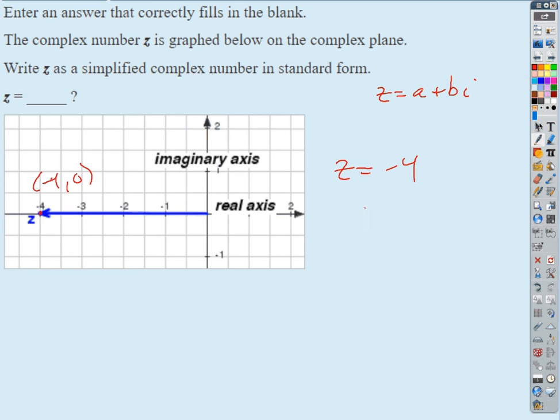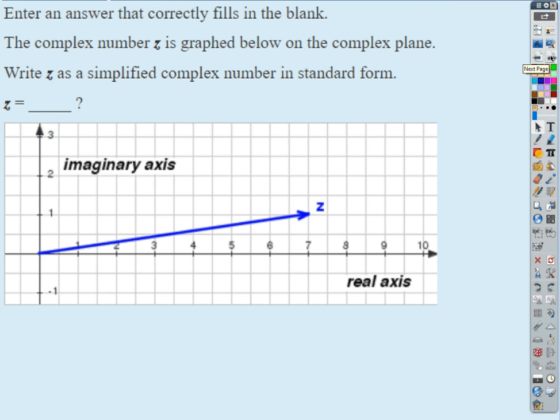Okay, let's try another one. How about this one? What's going to be the complex number corresponding to that vector in the complex plane? So the coordinates are what? 7, 1 it looks like, if you look at the axes carefully. Great. So you're going to get 7 plus 1i, so just 7 plus i.